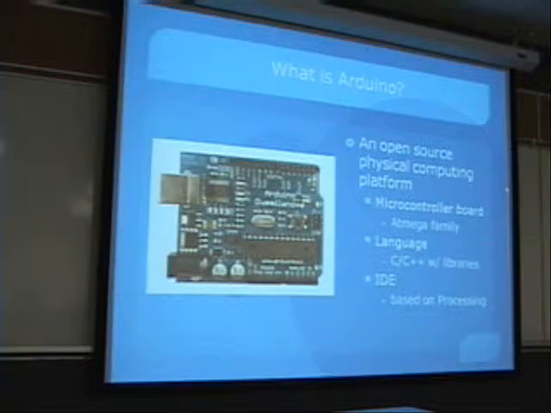Okay, so first, what it is: it's an open source physical computing platform, at least that's what the authors or creators say. It has three parts. The thing that you can see here on the screenshot is a microcontroller board, which looks similar to the mini board that we were using in the course, because it's not that much different really. The other thing is the language, which is basically C, C++ with some additional libraries. And the third thing is the IDE, which is based on the Processing language IDE.